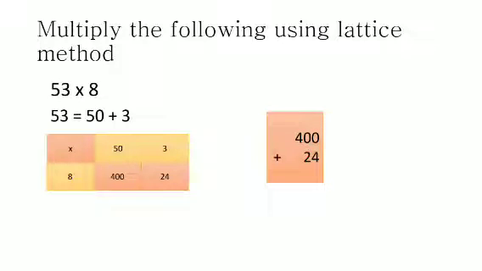400 plus 24. 0 plus 4, 4. 0 plus 2, 2 and 4. So we got the answer 53 into 8 is equal to 424. This is called the lattice method, and this way we will do multiplication in lattice method.